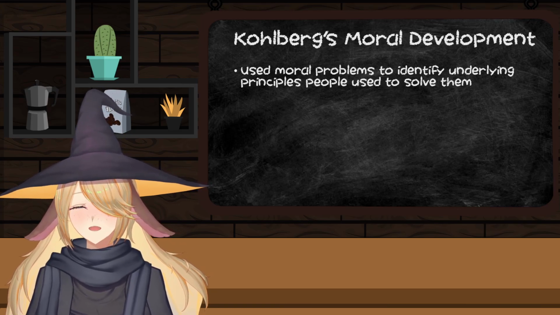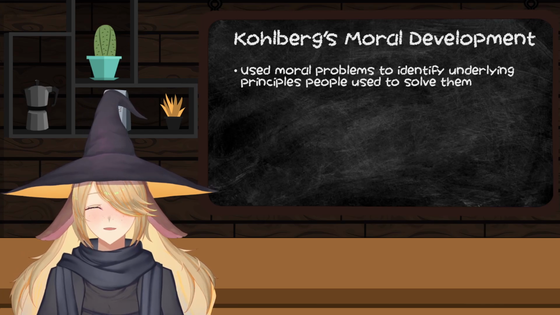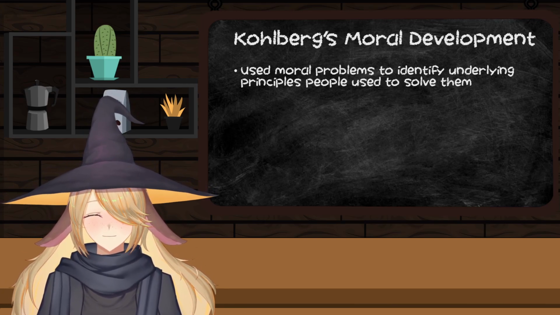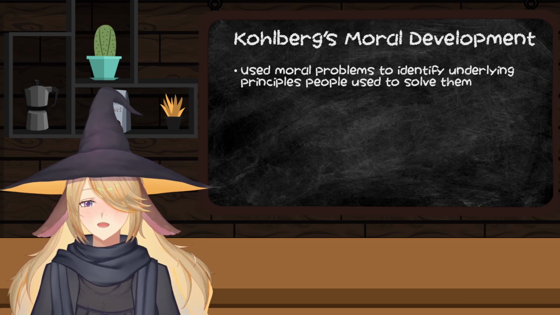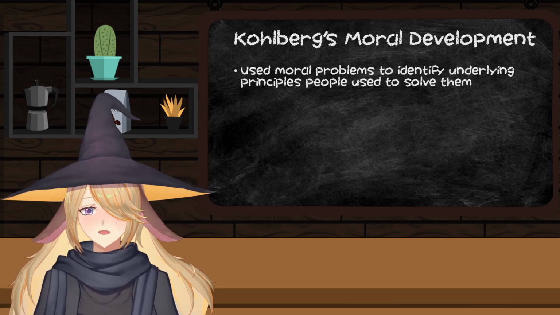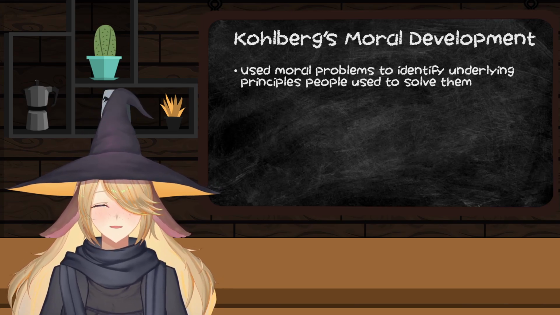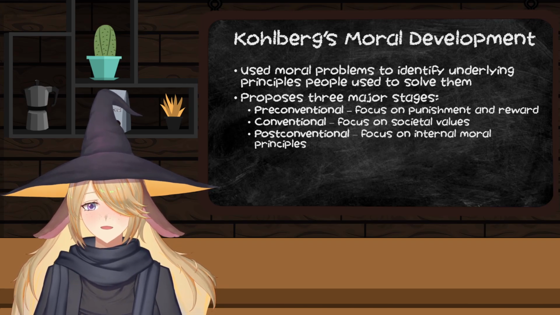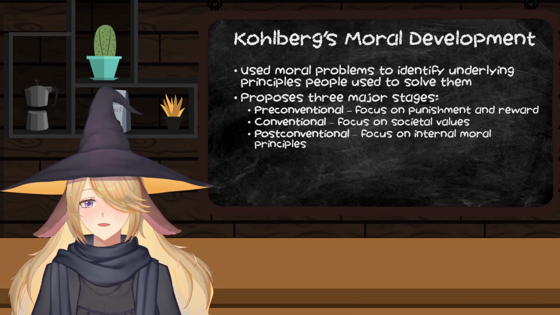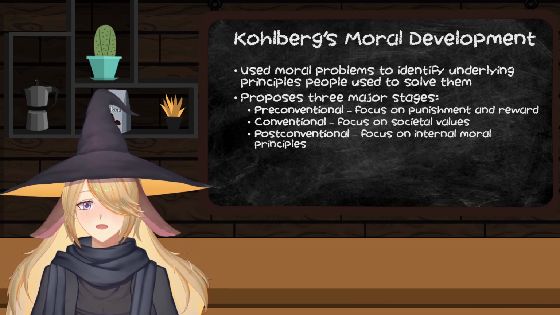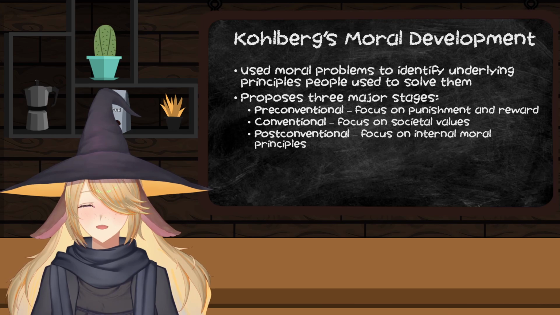So as Piaget and other people talked about in the preceding models, we really wanted to get into this idea of skills and junctions that people reached and how those marked their development. Kohlberg thought, well, what if instead of using stuff like conservation tasks, we used moral reasoning? And so Kohlberg points out 3 stages of moral reasoning: the pre-conventional, conventional, and post-conventional stages.